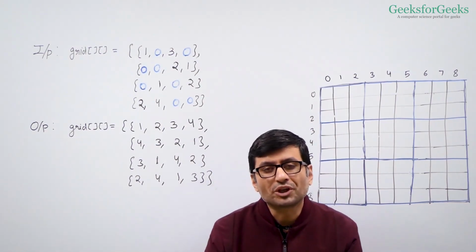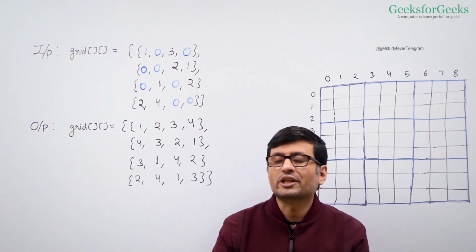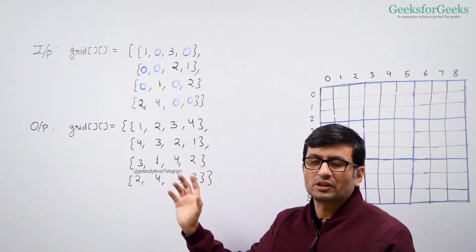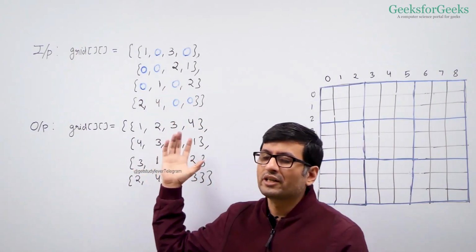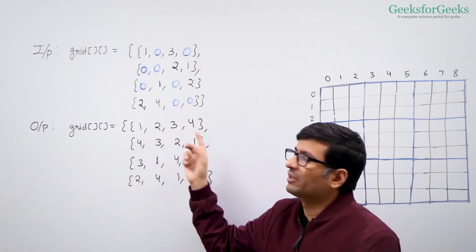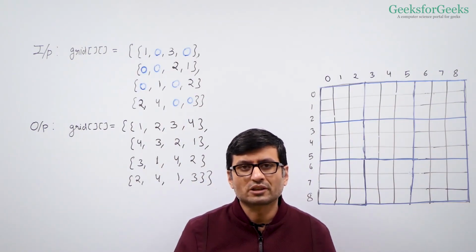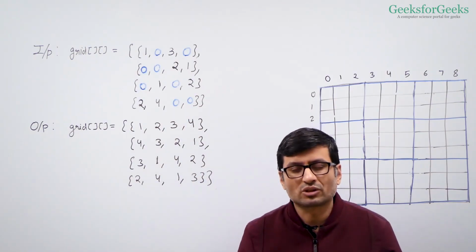Now please pause this video and write a program that takes this grid as an input and produces this grid as an output. It should basically modify the same grid and change the zeros to filled numbers. And please note that there can be multiple possible answers. You just need to find one of these.